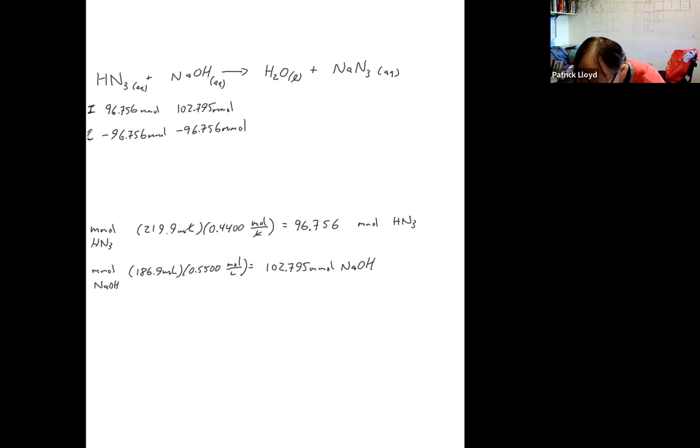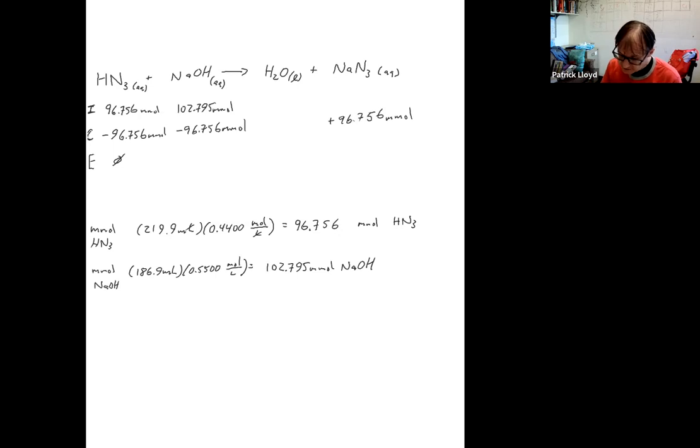So what happens then is you get products out of that. One of the products you're going to get is NaN3. That's going to go up by some amount, right? Why does it go up? Because it's a product. When you react reactants, you get products. So it's going to go up by that same amount. Now, once you're at your end point, E for ending in this case, you're not going to have any HN3 left over. That's going to be 0, because you reacted it all. But you will have some NaOH left over.